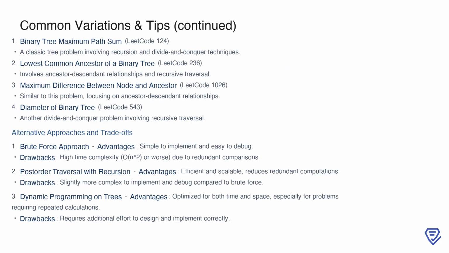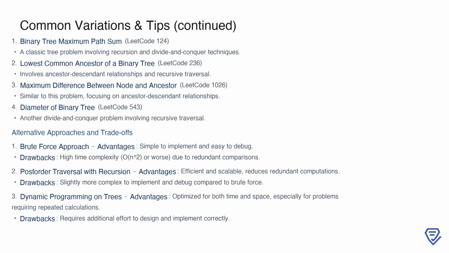To deepen your understanding, it's helpful to explore related problems that utilize similar techniques. For instance, the binary tree maximum path sum problem, LeetCode 124, relies on recursion and divide-and-conquer strategies, much like this one. Another example is the lowest common ancestor of a binary tree problem, LeetCode 236, which also involves ancestor-descendant relationships and recursive traversal. The maximum difference between node and ancestor problem itself shares many of these concepts, focusing on efficiently handling ancestor-descendant relationships. Additionally, the diameter of binary tree problem, LeetCode 543, is another classic that uses divide-and-conquer techniques.